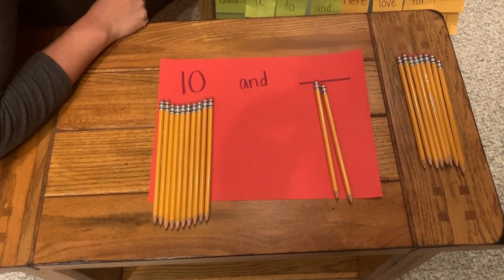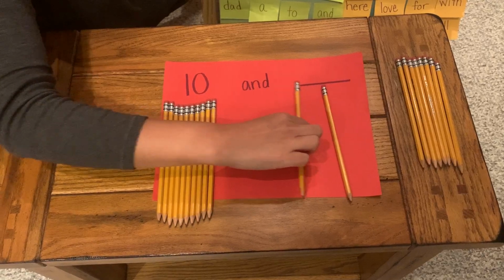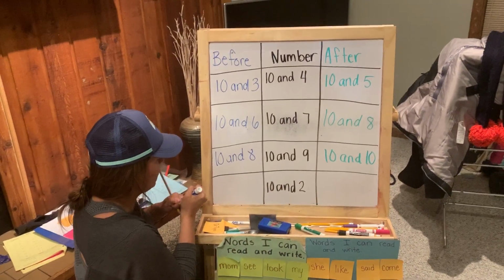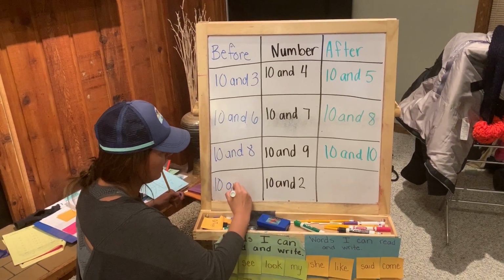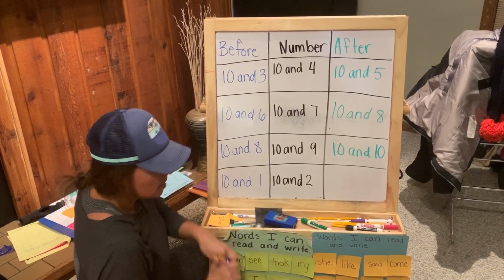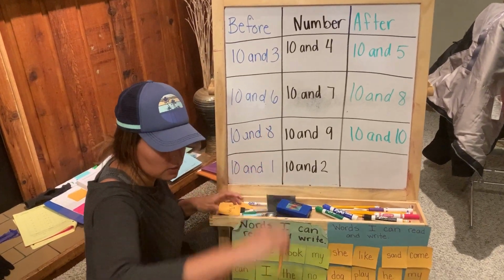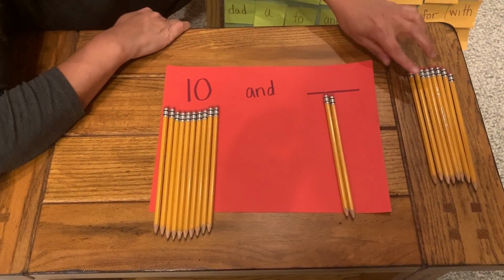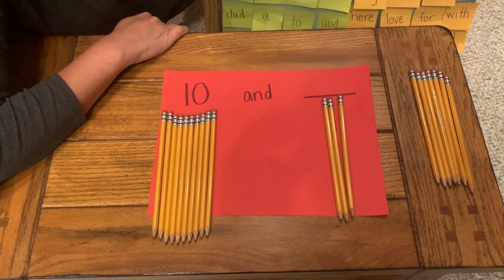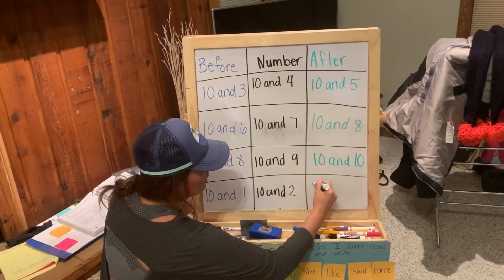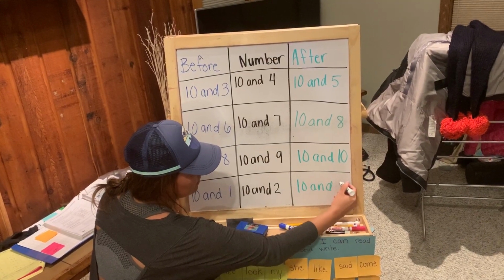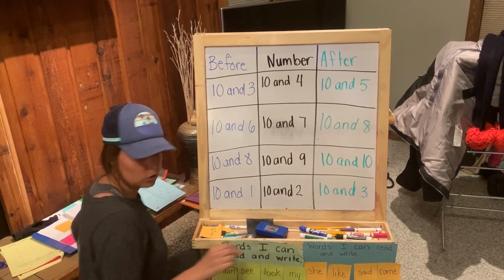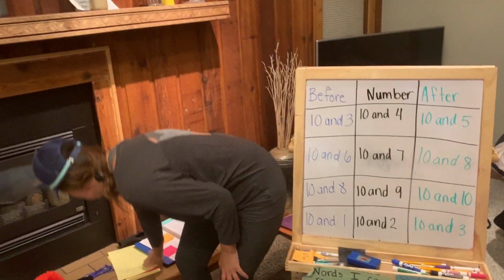I know that I need to think about the word before, so I take 1 pencil away, and I have 10, and I still have 1 left over. So I'm going to write 10 and 1. My next step, remember, I put this pencil back. I need to think about 10 and 2 and what comes after. If I have the word after, I know I have to add in 1 more. So my answer is now going to be 10 and 3. Oops, sorry about that.